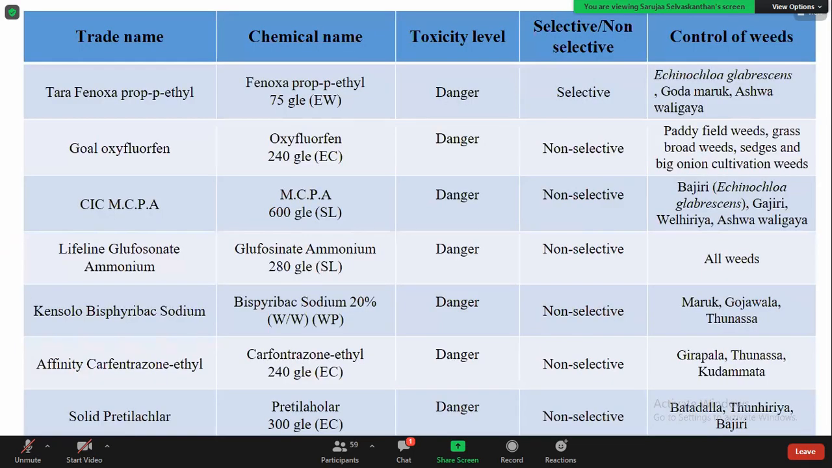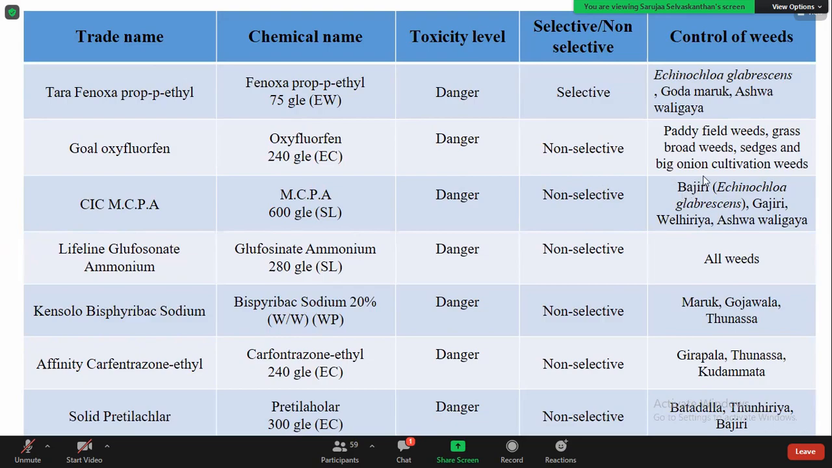And under this, no need to memorize all the things. Look here: the trade name, chemical name, toxicity level, selective or non-selective, and control of weeds. I will select one or two easily. CPA is a trade name. Then you want to write the chemical name. What is the chemical available? What is the toxicity level? You want to try to mention the color also. Then selective or non-selective: you want to select whether this is selective or non-selective.